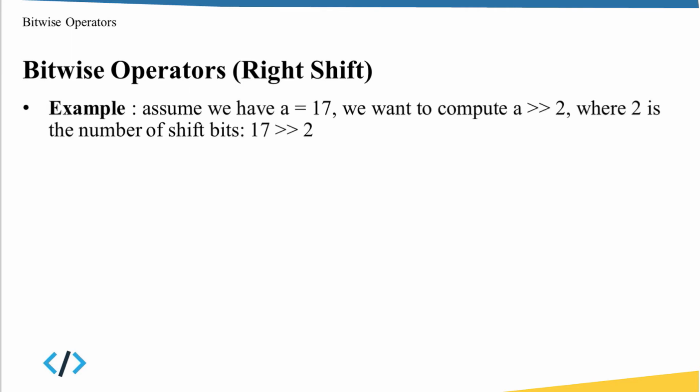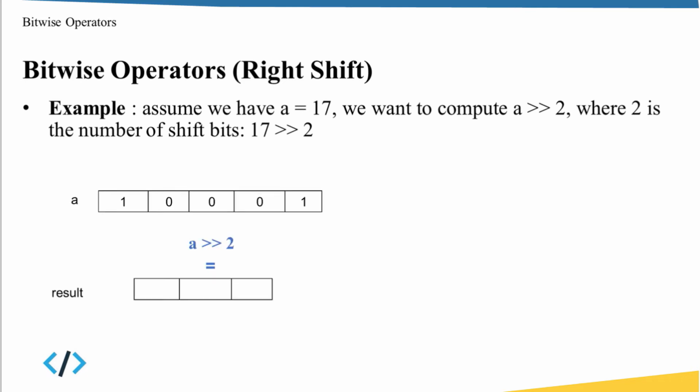Again, I will assume that I have A equal to 17 and I want now to calculate A right shift 2, and in this case 2 also is the number of shift bits. To calculate this, first of all, I have to convert A into the binary system, then I am going to do the calculation. You can imagine in right shift that we are going to throw some bits from the number. Because I want to do right shift for 2 bits, you can imagine that I will lose, or throw, these 2 bits from the number, and I will take the remaining bits exactly without any change.